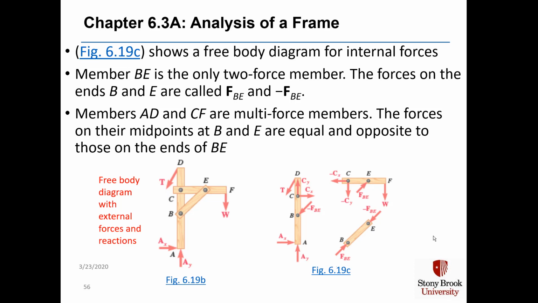Member BE is the only two-force member. The other members AD and CF are multi-force members. AD has 5 forces in it, and CF has 4 forces in it. We call the forces on the ends B and E of member BE F_BE and minus F_BE. Member BE is assumed to be in compression. The forces on the midpoints at points B and E on the multi-force members are shown as equal and opposite to those on the ends of member BE.